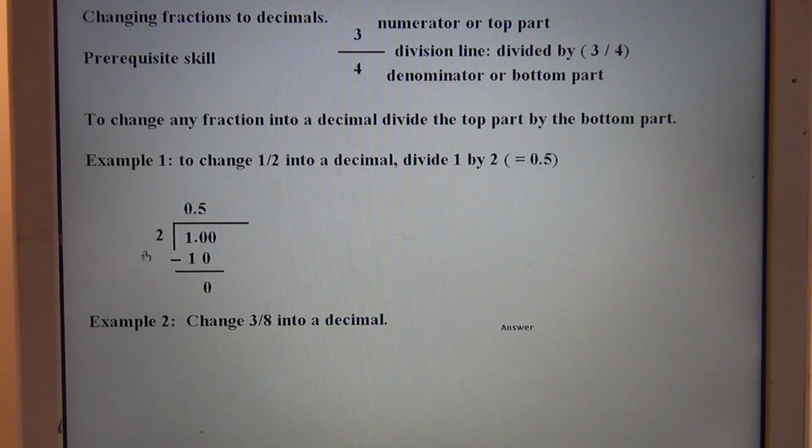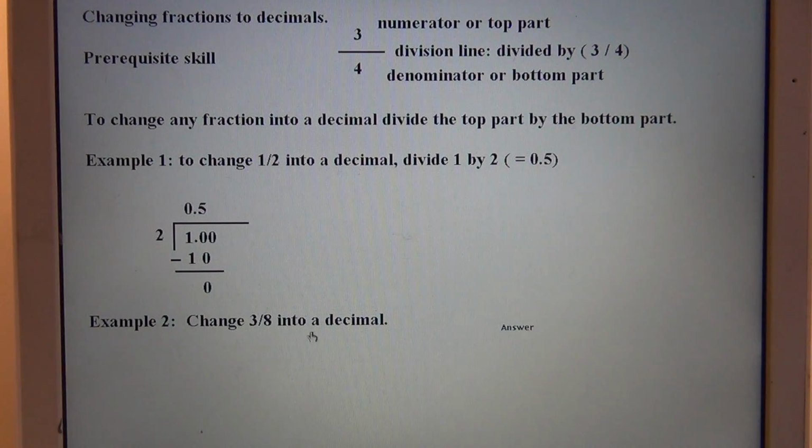We can't divide 2 into 1, so we put a decimal point and 2 zeros to hold the place there, and we put our decimal point up in our answer. Now 2 goes into 1 0 times, so 0 goes there. But 2 can go into 10, and 2 goes into 10 5 times. 5 times 2 is 10, and we subtract and we get 0. So our answer, if we change 1/2 into a decimal, we get 5/10 or 0.5. 5/10 is 1/2 in decimal form. Very simple.